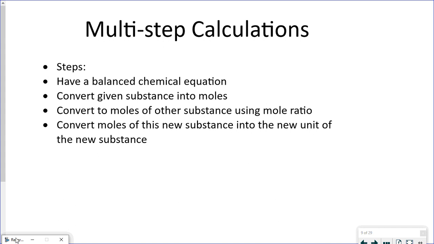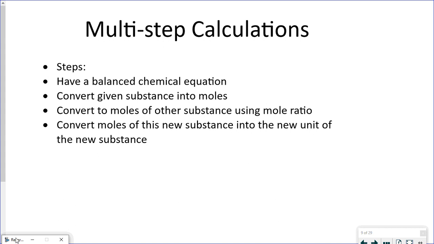Some of these might just end up being one-step problems. They might be two, three, or four-step problems. But it's all using the exact same skills that we've learned. So this video is really just going to consist of a bunch of different examples that we're going to work through together so you can see this process and then try it out for yourself.